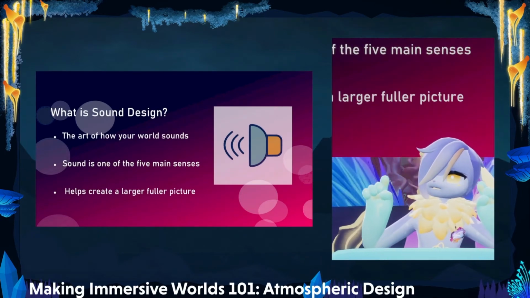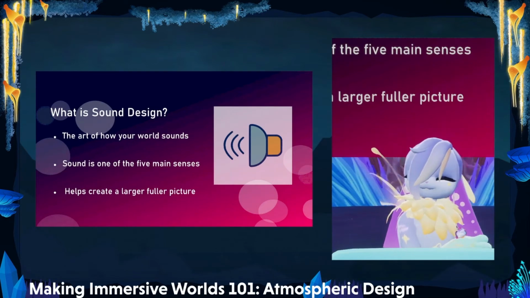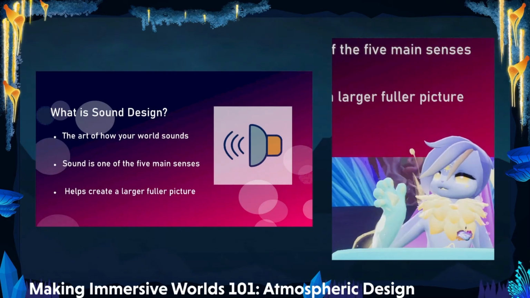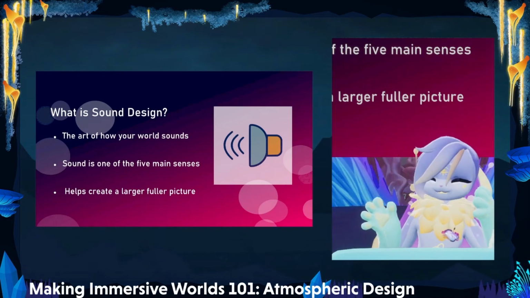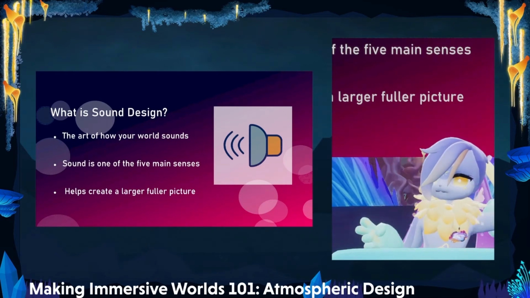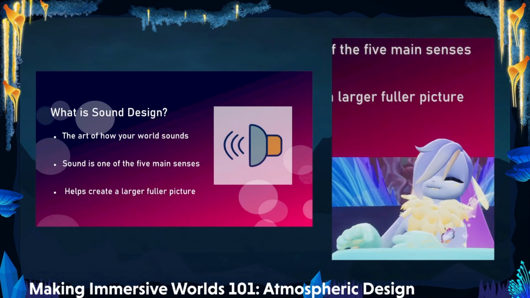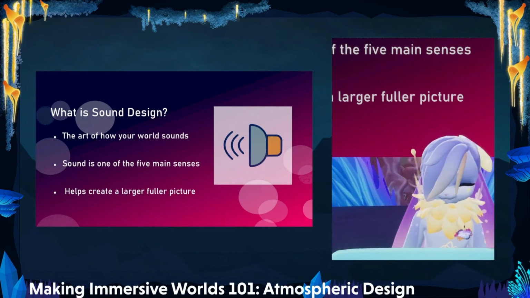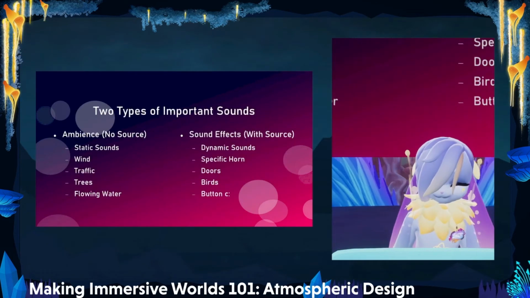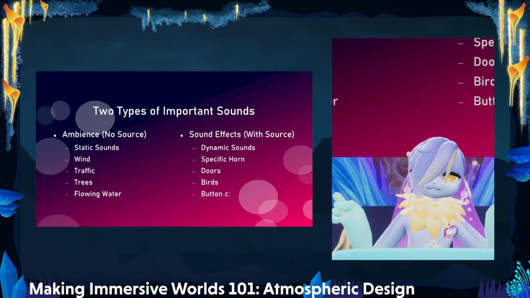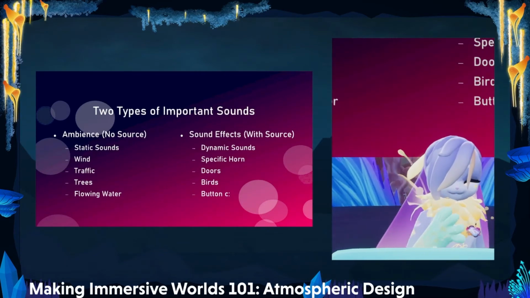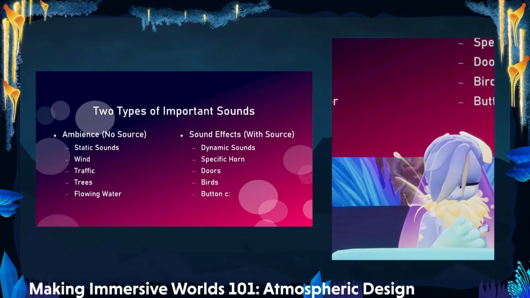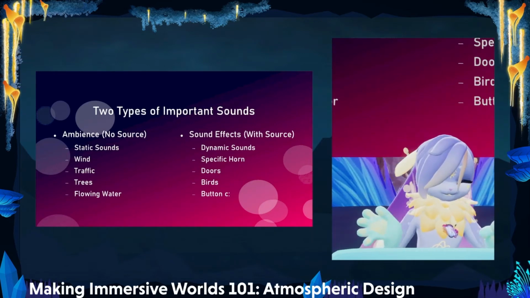Now, this is important because if the first two were visual, this one is auditory. It's another one of the five senses, and it helps create a fuller picture that the place is alive. There are two important sounds that you should pay attention to whenever you're making a world. One is ambience. One is sound effects.